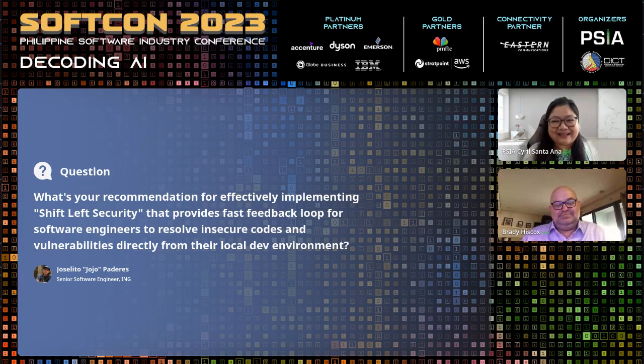There's a question again from Jojo. Jojo is very participative along with Rox. The question is, what's your recommendation for effectively implementing shift-left security that provides a fast feedback loop for software engineers to resolve insecure code and vulnerabilities directly from their local dev environment? Let me read that again. I stopped at a certain term, and I'm sure Adam is laughing because he knows exactly what it was.